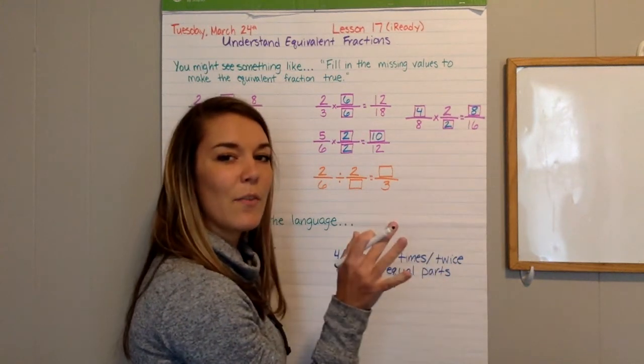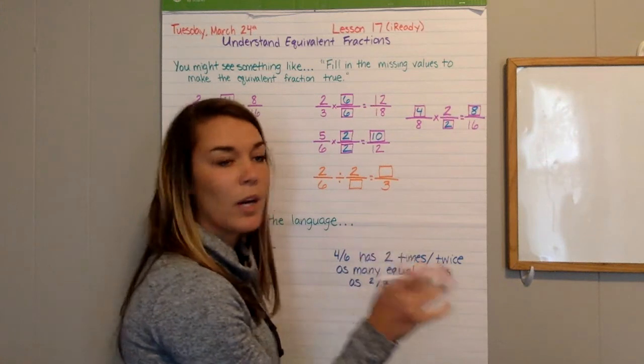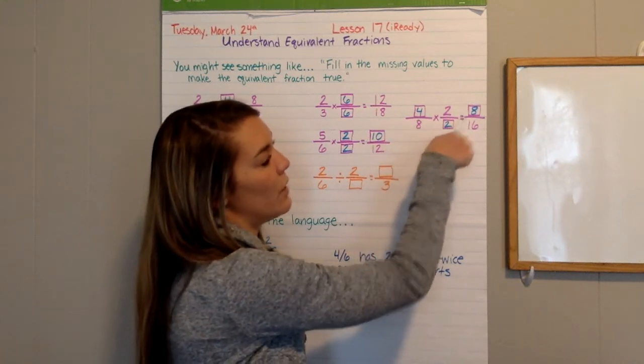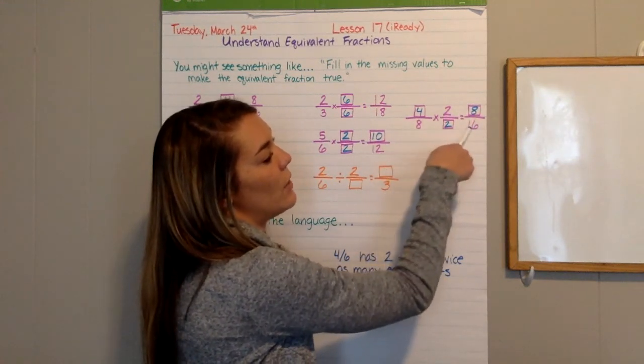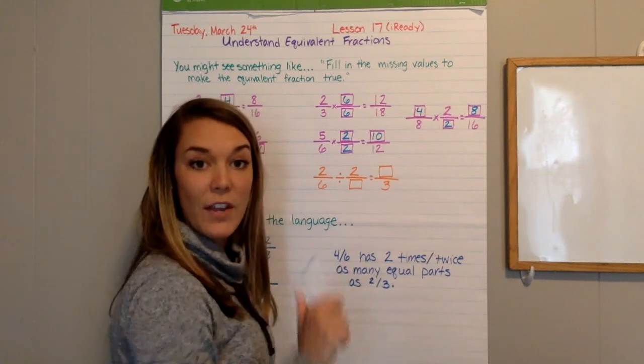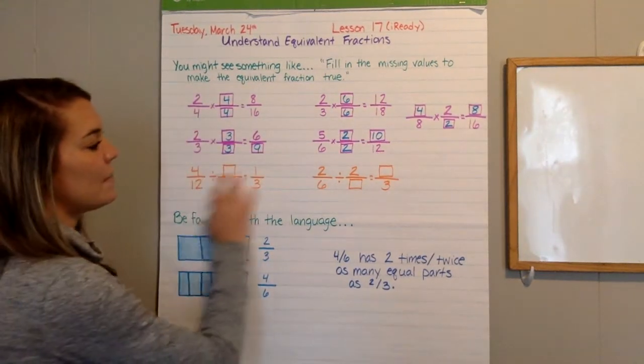Okay, since there were kind of a lot of missing spots there, I especially want to check my work. 4 times 2 equals 8. 8 times 2 equals 16. Perfect. All right, let's look at some division ones.